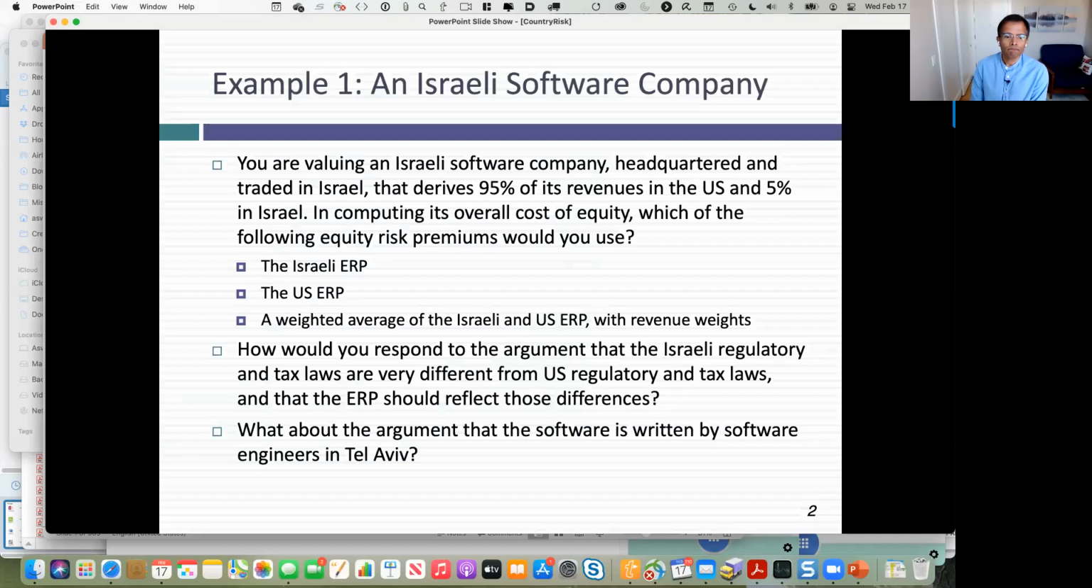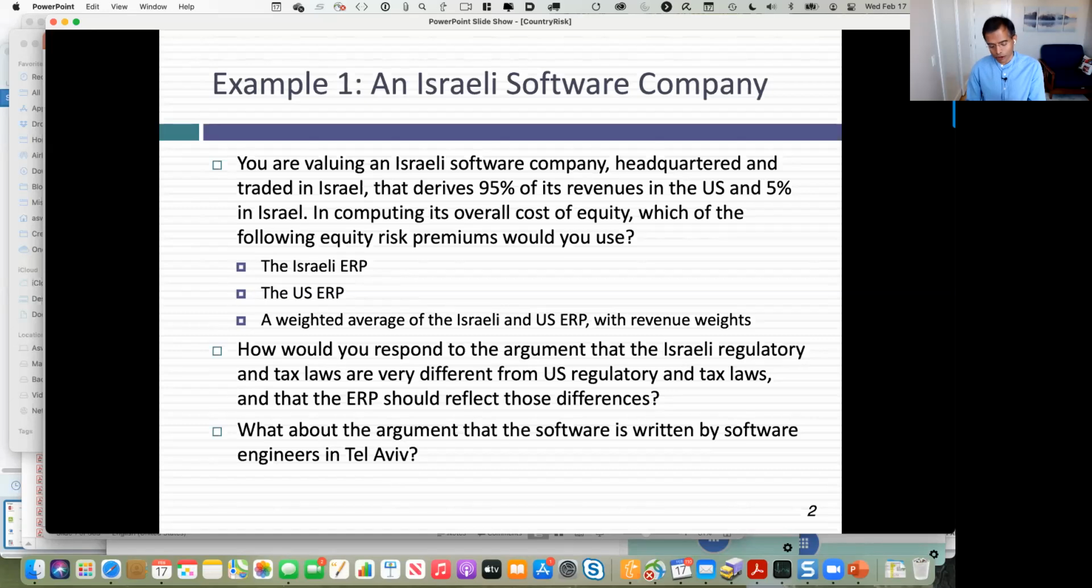Okay? Let's suppose you're valuing an Israeli software company. It's headquartered and traded in Israel, and derives 95% of its revenues from the US and 5% in Israel. You remember, Waze was an Israeli startup, right? It ended up being bought by Google. So there are a lot of software companies in Tel Aviv, and this is one of those companies. You're trying to compute an overall cost of equity for the company.